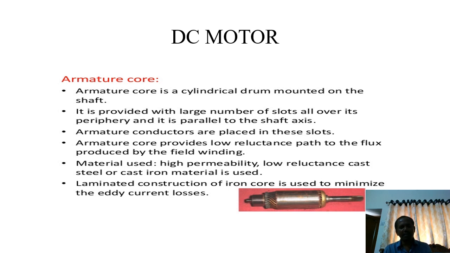What type of material is used for the armature core? High permeability, low reluctance cast steel or cast iron material is used for the armature core. Laminated construction of the iron core is used to minimize eddy current losses. Why do we laminate the core? To reduce the eddy current losses. For reducing the eddy current losses, we provide the laminated armature core.